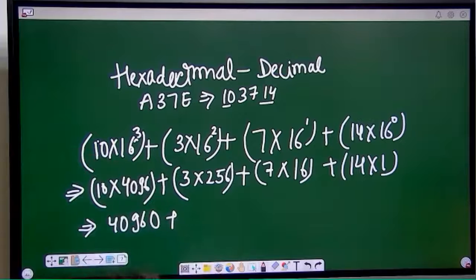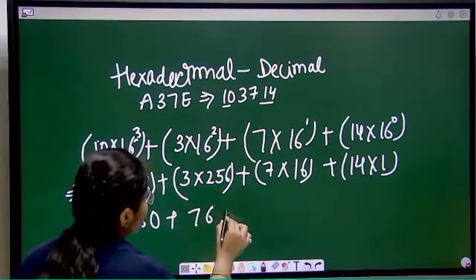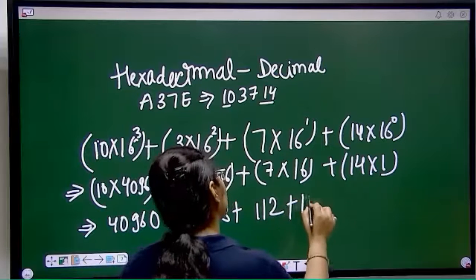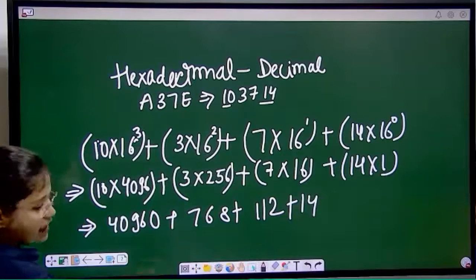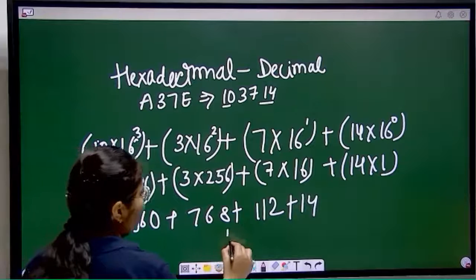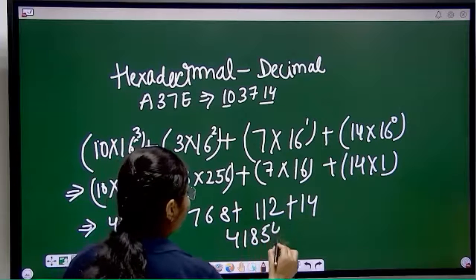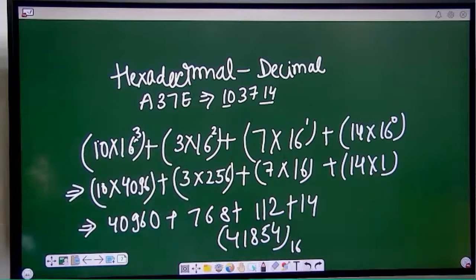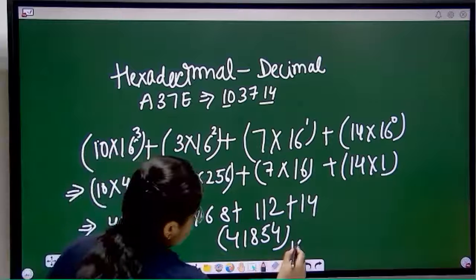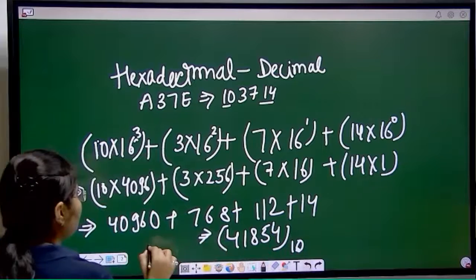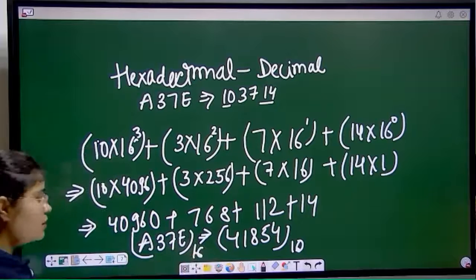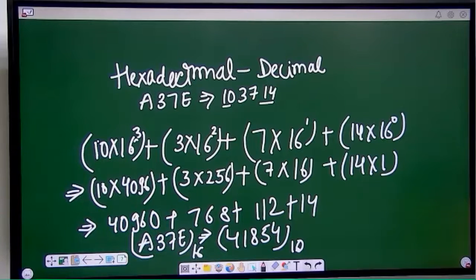When you multiply 256 with 3, that will be 768. 16 sevens will be 112 and then 14. And after doing the addition, your answer will be 41854. The base will be 16 because you have converted this from hexa, sorry, to decimal. I'm sorry for that. And A37E is your hexadecimal number. In this way, you can do the conversion from hexa to decimal number system.